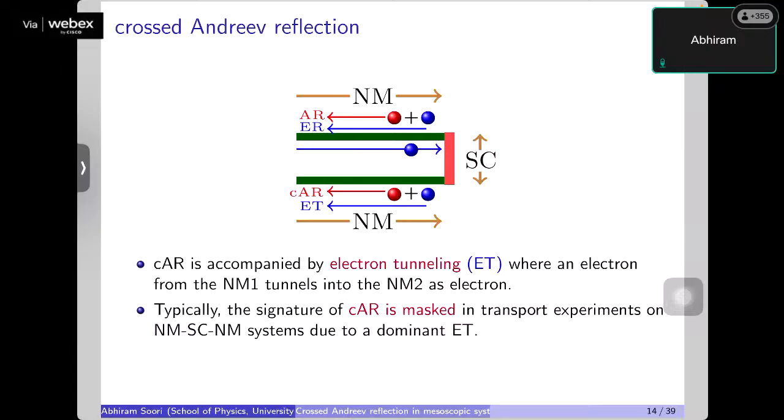In electron tunneling, it's the electron that is going into the second normal metal. In cross-Andreev reflection, it's the hole which is going into the second normal metal. And the charges carried by the electron and hole are opposite. So the electron tunneling current is usually much more dominant in magnitude compared to cross-Andreev reflection. So it is difficult to observe signatures of cross-Andreev reflection in the experimental setup. So there is this problem of how to enhance cross-Andreev reflection and see its signature in an experimental setup.